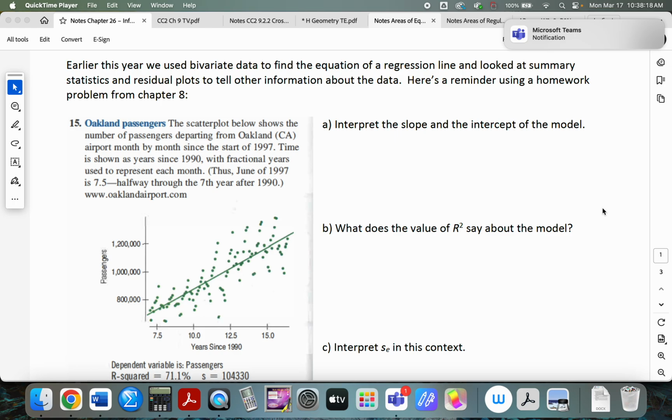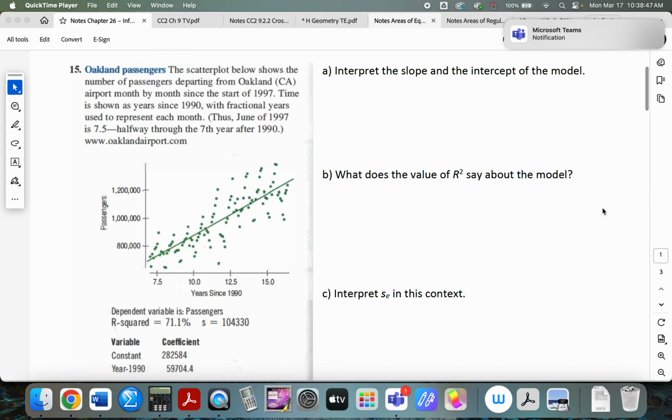The scatter plot below shows the number of passengers departing from Oakland, California airport month by month since the start of 1997. Time is shown as years since 1990, with fractional years used to represent each month. Thus, June of 1997 is 7.5, halfway through the seventh year after 1990, et cetera. And they give us all this information.